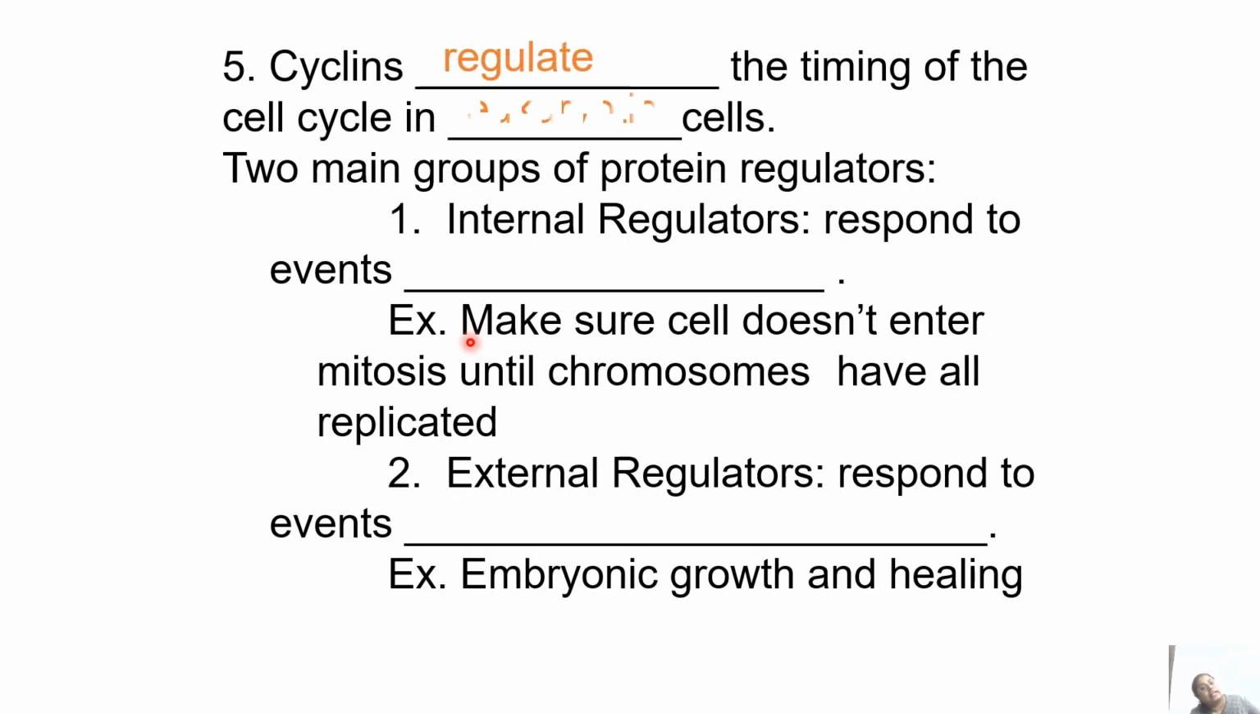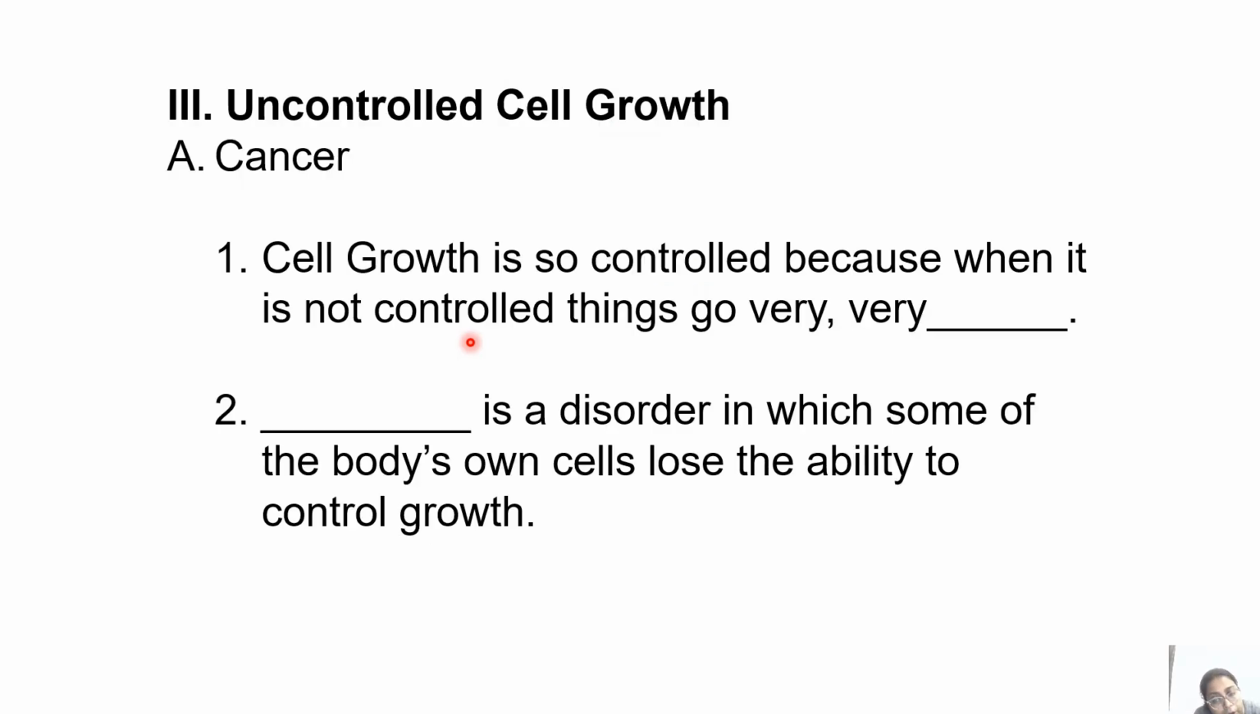So cyclins regulate the timing of the cell cycle in eukaryotic cells, and there are two main groups of protein regulators. The internal regulators respond to events inside the cell. That is, they make sure the cell does not enter mitosis until chromosomes have all replicated. Then the external regulators respond to events outside the cell, like embryonic growth and healing. In the case of cancer, which is uncontrolled cell growth, the cycle is so tightly controlled because when it is not controlled, things go very, very wrong, right?